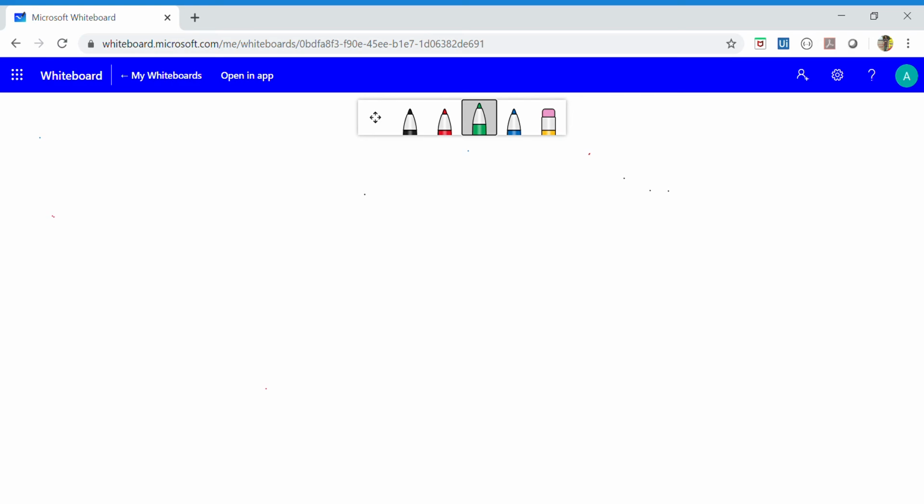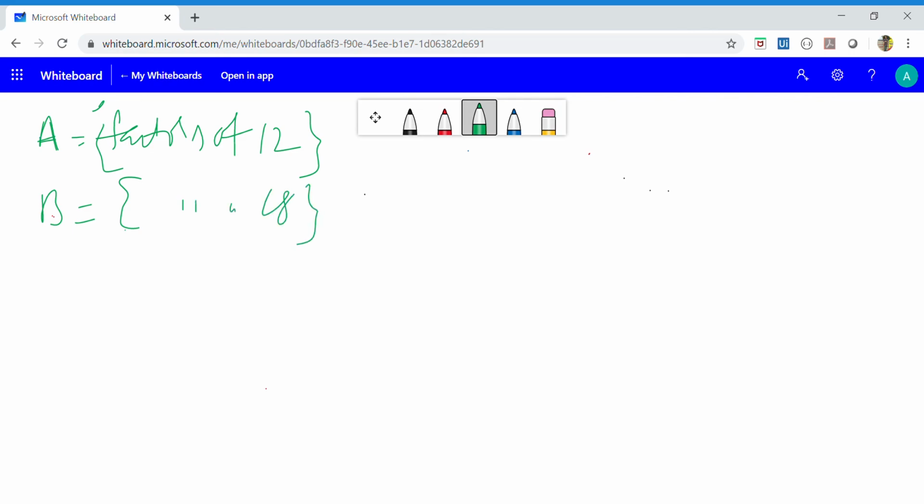Next, represent: if A is the set of factors of 12, A is equal to the set of factors of 12, and B is equal to the set of factors of 18. Then represent A minus B, B minus A and A intersection B in Venn diagram. Venn diagram you have to represent.